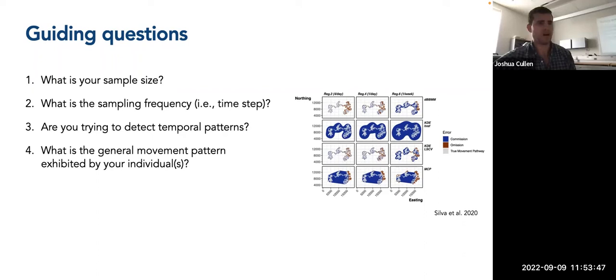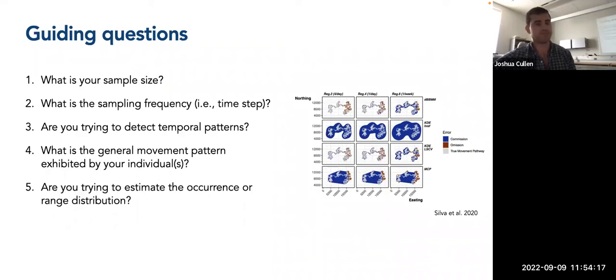What's the general movement pattern exhibited by your individuals? Like we just saw at the end here with this comparison, for the resident individuals, it may not really matter which method you use, because given the sample size and their movement pattern, all the methods performed relatively comparably. But for the migratory individuals, there was a large discrepancy in the areas used and estimated being used by these different methods. So that should also be taken into consideration.